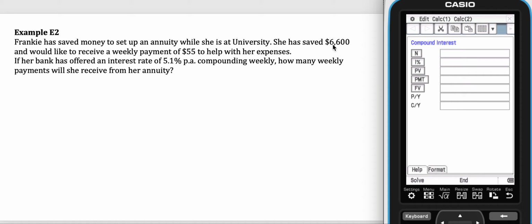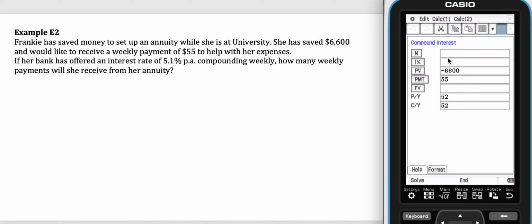So she's saved $6,600. So that's what she's going to put into her annuity. So that's the PV is negative 6,600. And it's negative because that's the money she'll put into the bank at the beginning. The payment she's going to receive from the bank is $55. That's a positive number for the payment. The payments per year and compounding periods per year, well, it was weekly, so that's 52 weeks in a year.